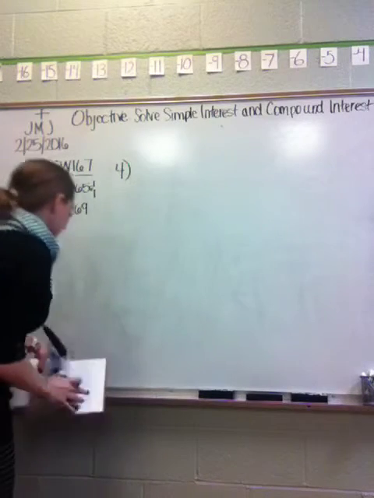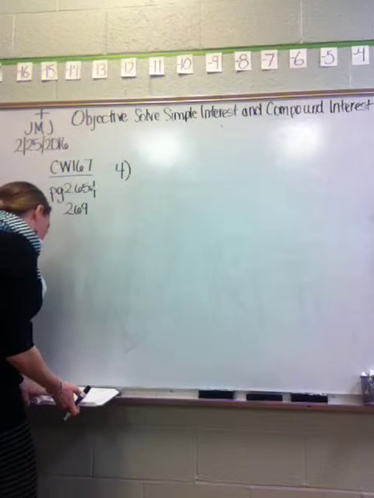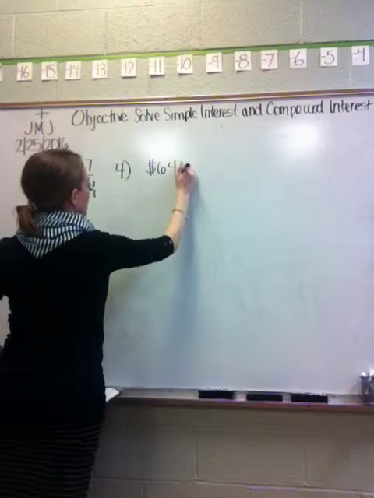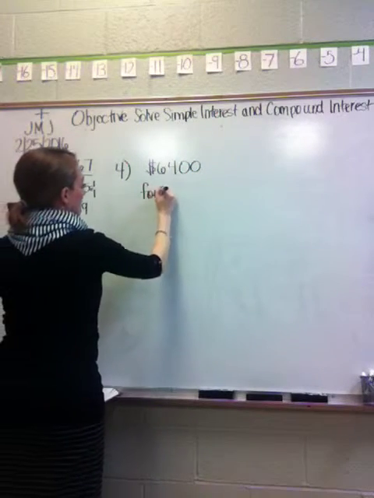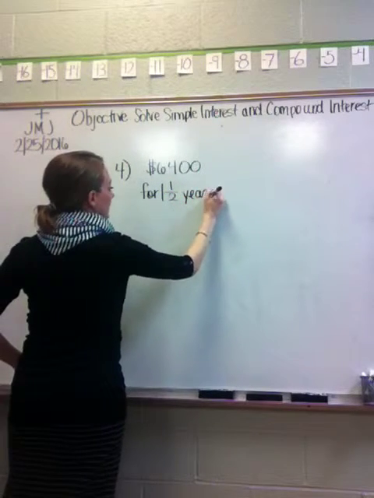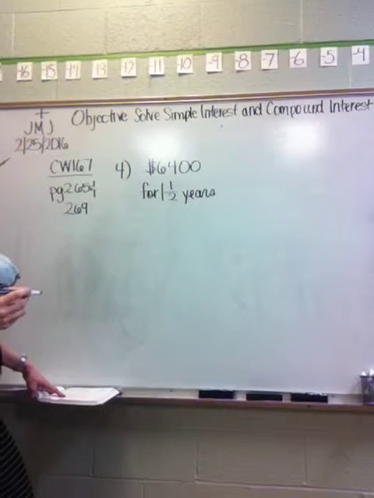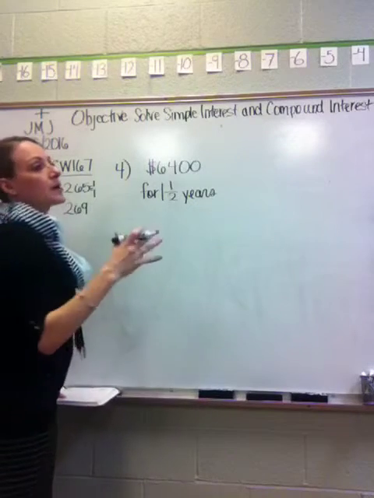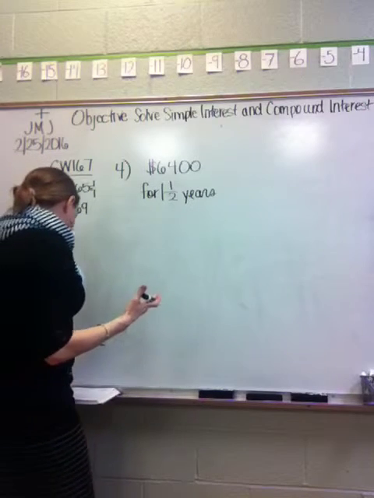Which is better? Number 4. It says way to invest. So you have $6,400, nice amount of money, for 1.5 years. So that's your time. I'm on page 269, number 4. I'm going to work backwards because that's usually the harder ones. I'm going to do some of the more difficult ones.